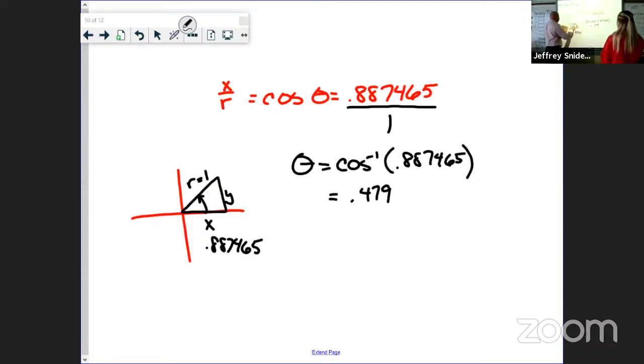Okay? Now that's this angle in quadrant 1. Where else is x positive? Well, it's right here. So the other possibility would be right down here, where the terminal side has the exact same x value right below it. The other possibility is the angle that goes from here all the way to here. These two triangles are congruent, they're the exact same. So if this angle is 0.479, then the second possibility is 2 pi minus it.